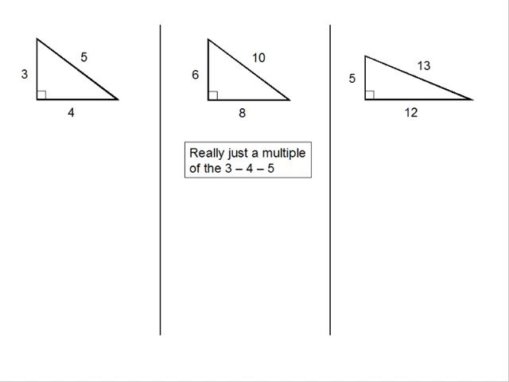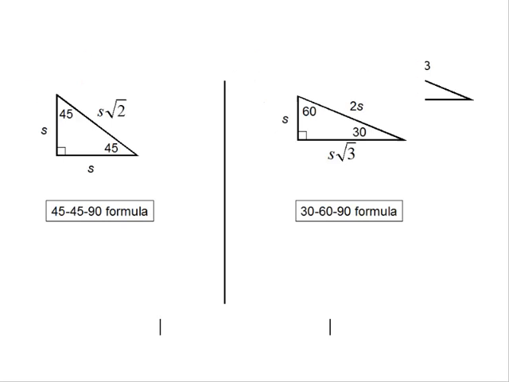So going left to right on the screen, that's pretty much in order of frequency that these crop up. The most common is 3, 4, 5, and then its variant, which is just the 6, 8, 10. Same triangle blown up by a factor of 2. And then 5, 12, 13. There are some others out there, but they are far less frequent.